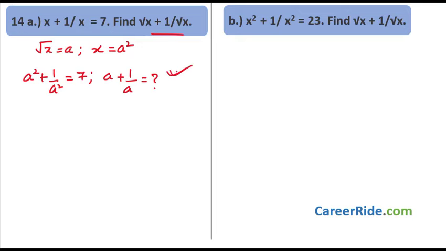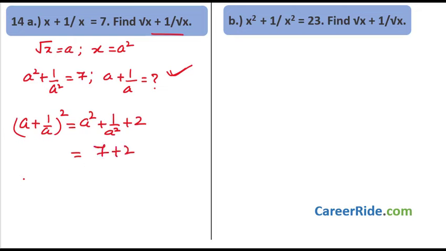Now, does this look familiar? Yes, very, very familiar. Now you can solve it very easily. a plus 1 upon a whole square is equal to what? It is equal to a square plus 1 upon a square, right? Plus 2. So I know the value of a square plus 1 upon a square, 7 plus 2. And for a plus 1 upon a, I take the square root from both the sides, it becomes square root of 9, that is equal to 3.